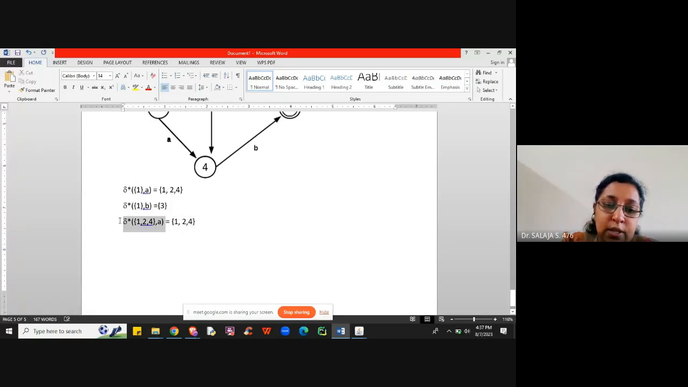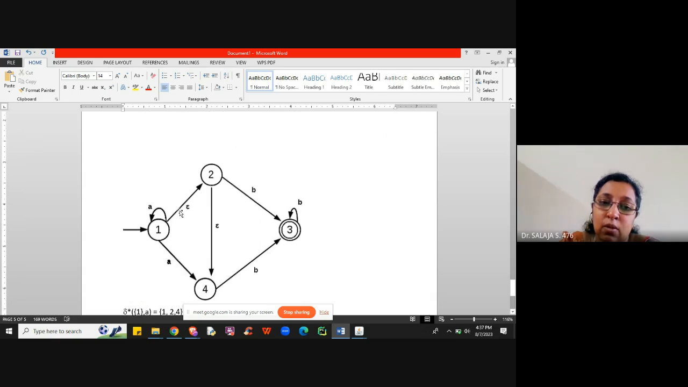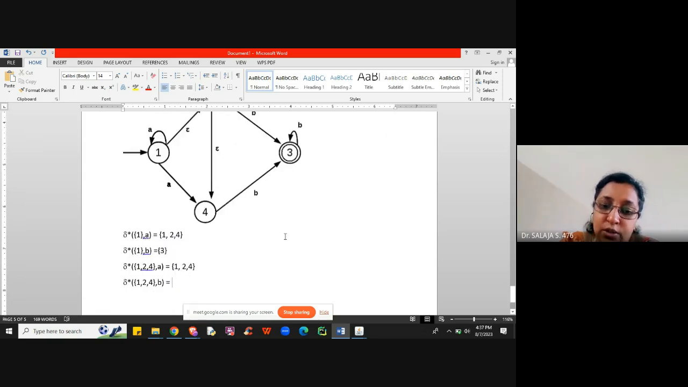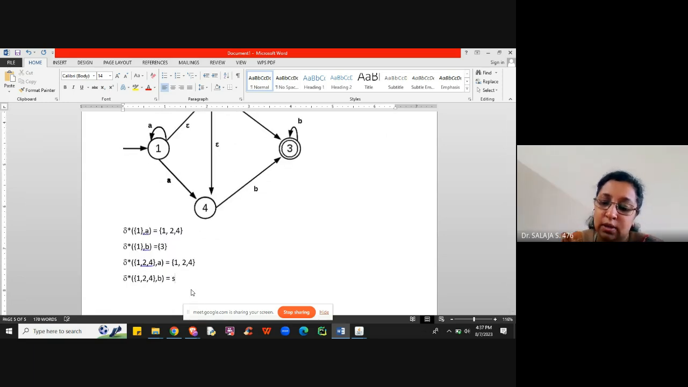Now the next one is delta closure of 1, 2, 4 on B. 1, 2, 4 on B. 1 on B is 3. Okay. 2 on B is 3. 4 on B is also 3. So you have the output as 3. Now what am I supposed to find? You have one more state for which I have to find the output.